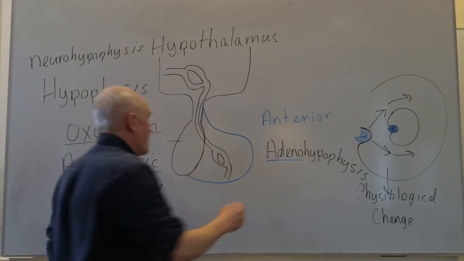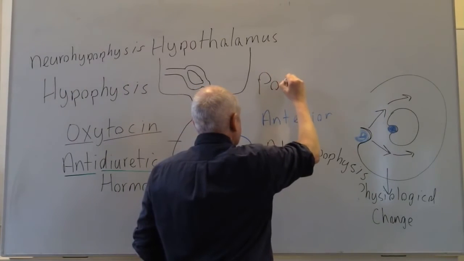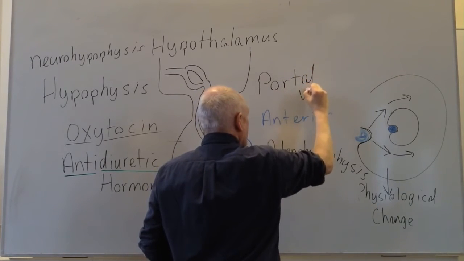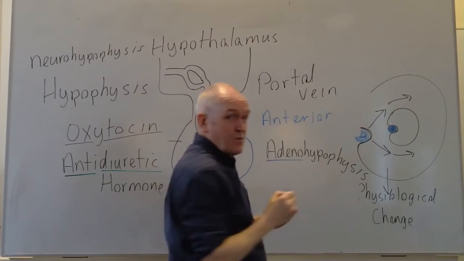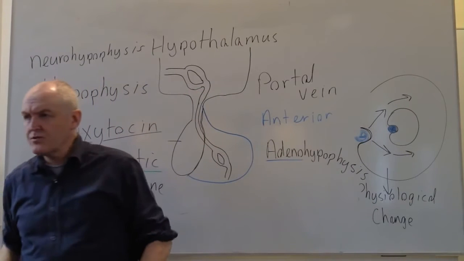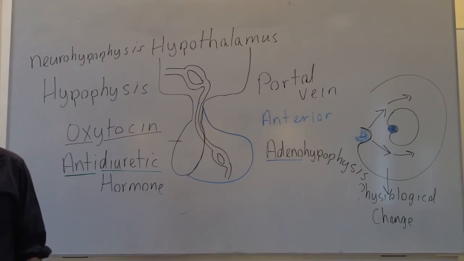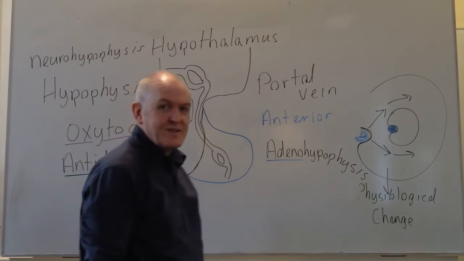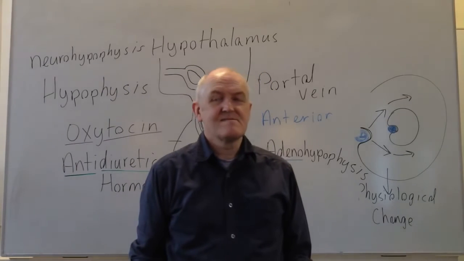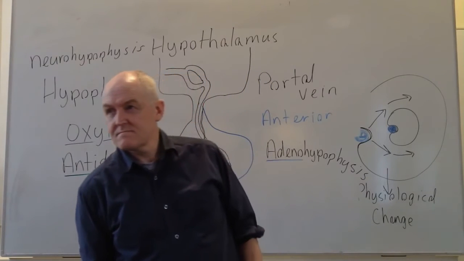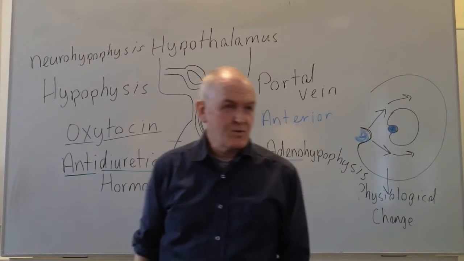When that happens, we call it a portal system. And there is only one other example in the body of a portal system, which is the other portal vein in the body. There's only one other one.